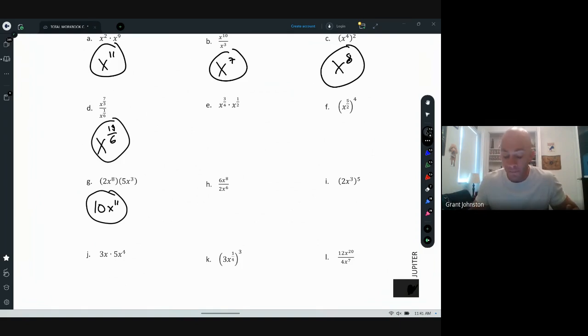Similar to H, it's a division problem. So the 6 divided by 2 is 3, but it's the exponents that we subtract when we're using this problem. 8 minus 6 is 2.